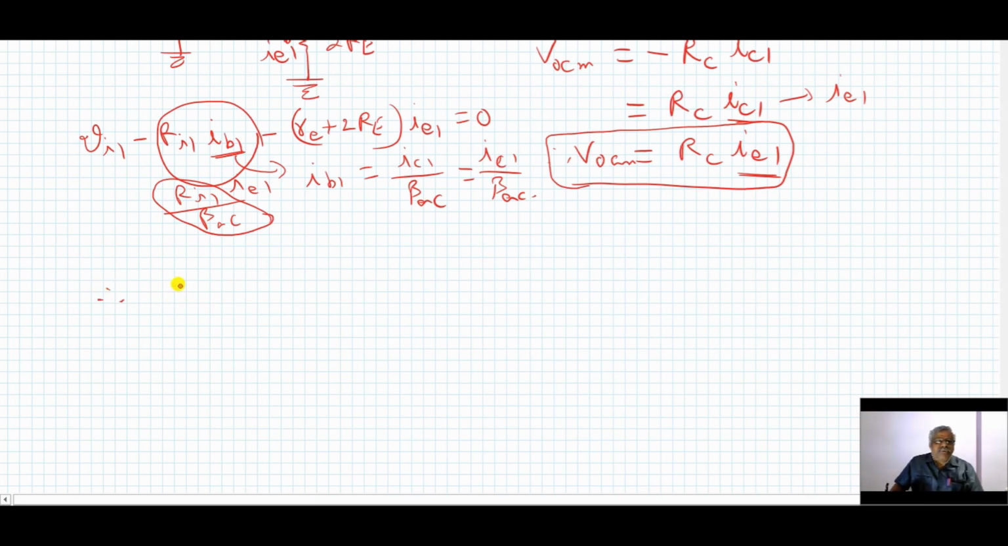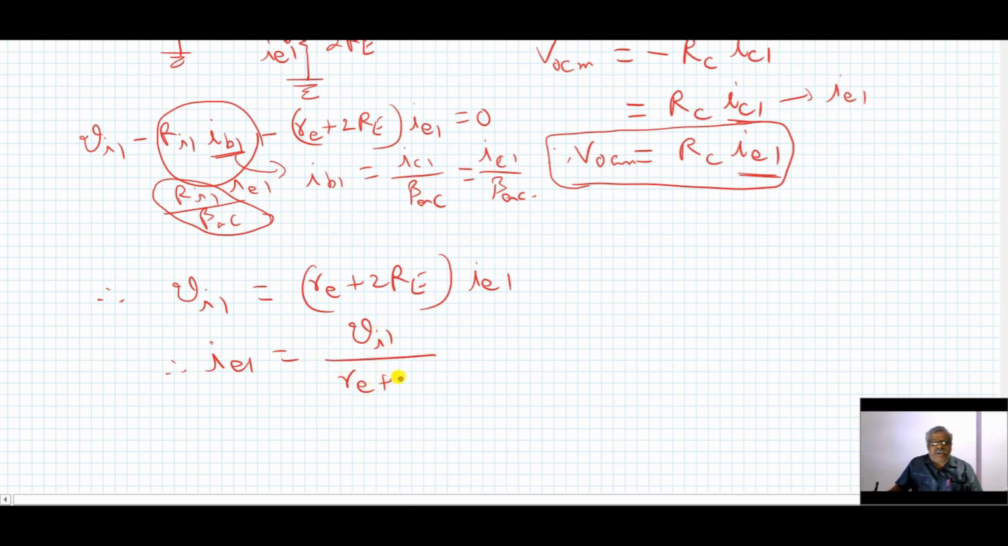Therefore, VI1 is equal to small re plus 2RE into IE1. Therefore, IE1 is equal to VI1 divided by small re plus 2RE. Here also again, small re is much smaller than 2 into capital RE. Therefore, this emitter current IE1 we can write as VI1 by 2RE. We can write like this.